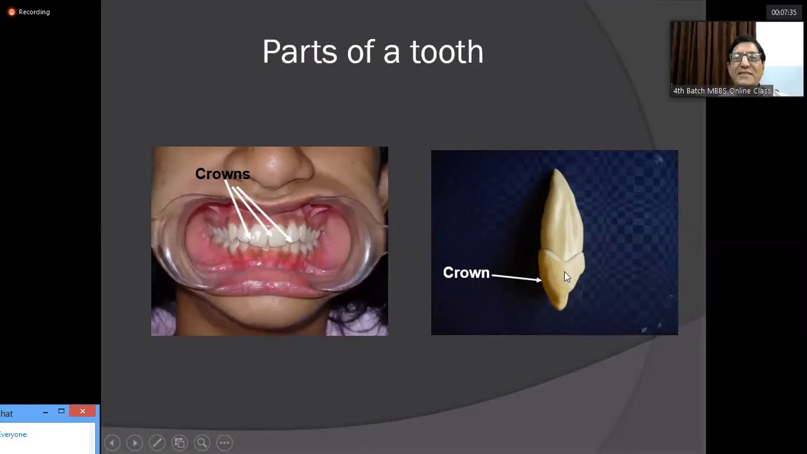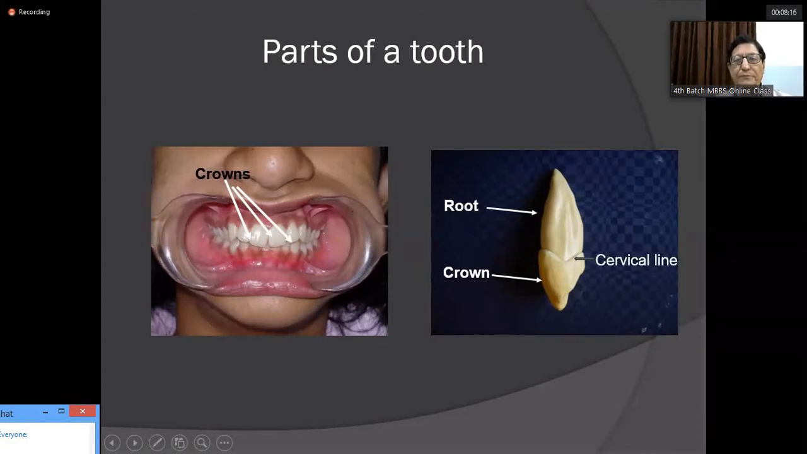So our tooth basically has two parts, a crown and the root. The crown you can see in the oral cavity when the patient opens the mouth, but the root is embedded into the bone of the maxilla or mandible. That's why you cannot see it unless there's some kind of disease and the root is exposed. And there's one line of demarcation between the crown and the root. This line of demarcation is known as the cervical line or neck. So this line which demarcates between the crown and root is known as the cervical line.